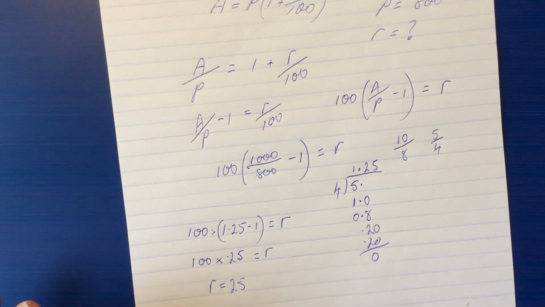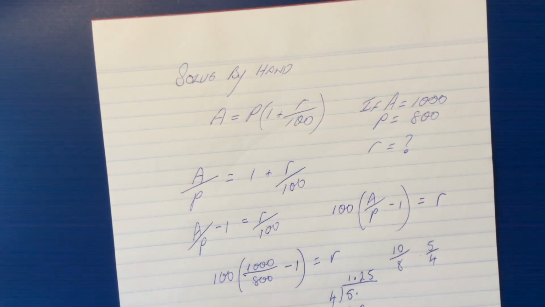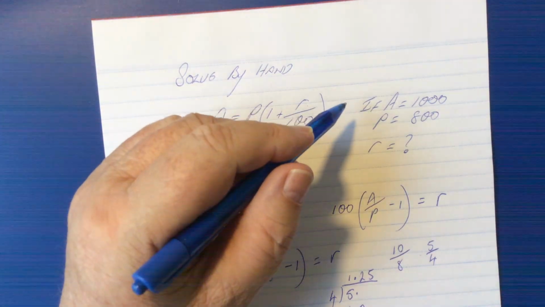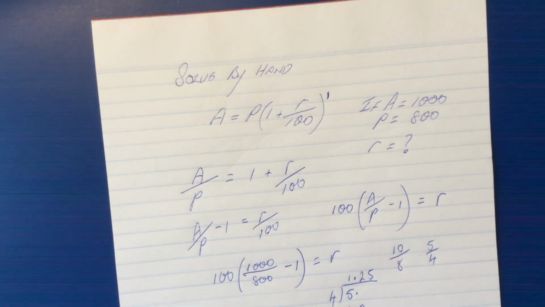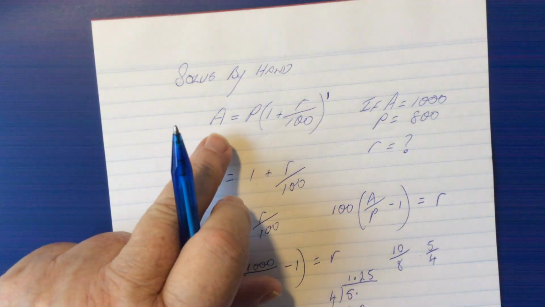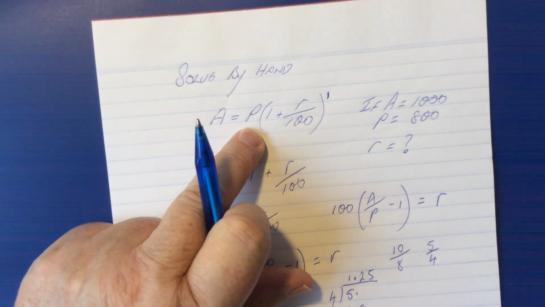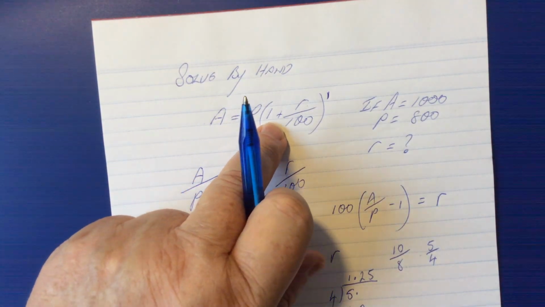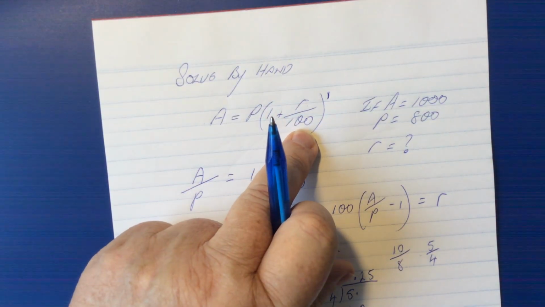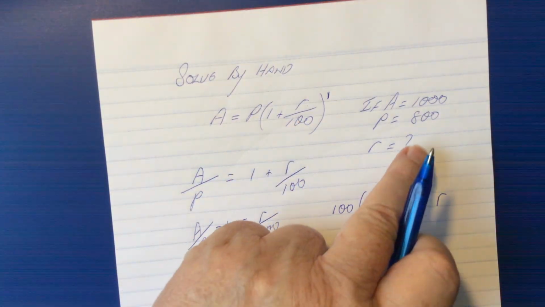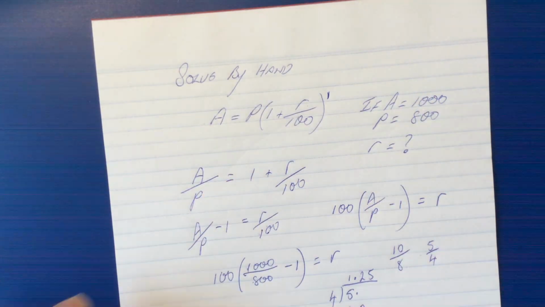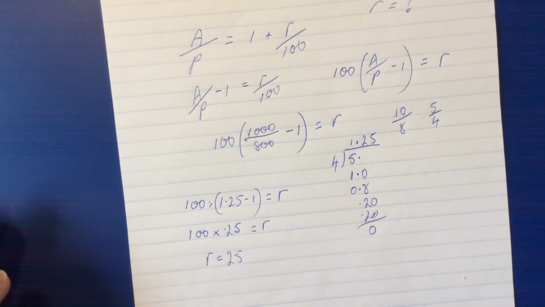And if you think about this from the point of view of interest, we don't have a number here. If we did, it would be 1 in this case. So 1000 is equal to 800 times 1 plus 25 over 100 to the power of 1, which is 1.25. 800 times 1.25 is equal to 1000. That's our check.